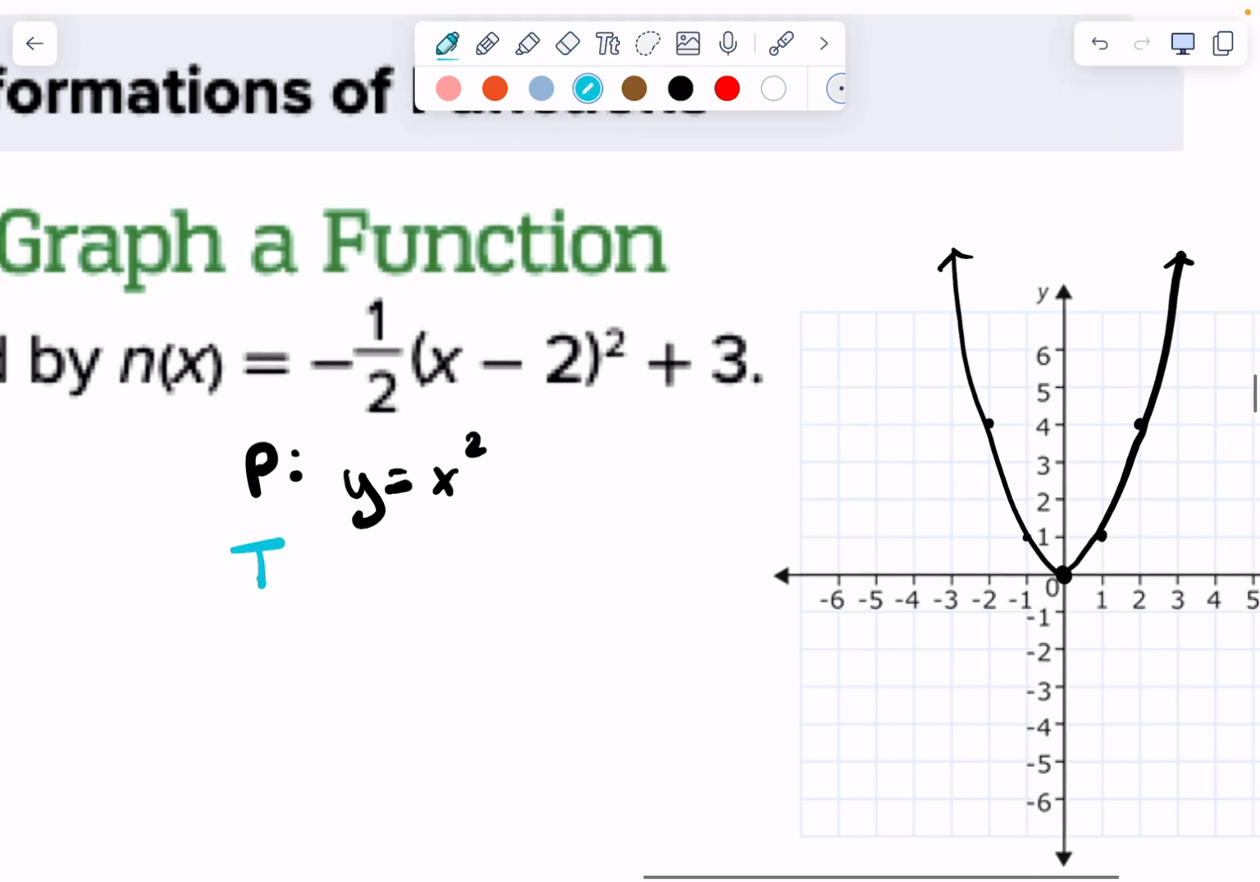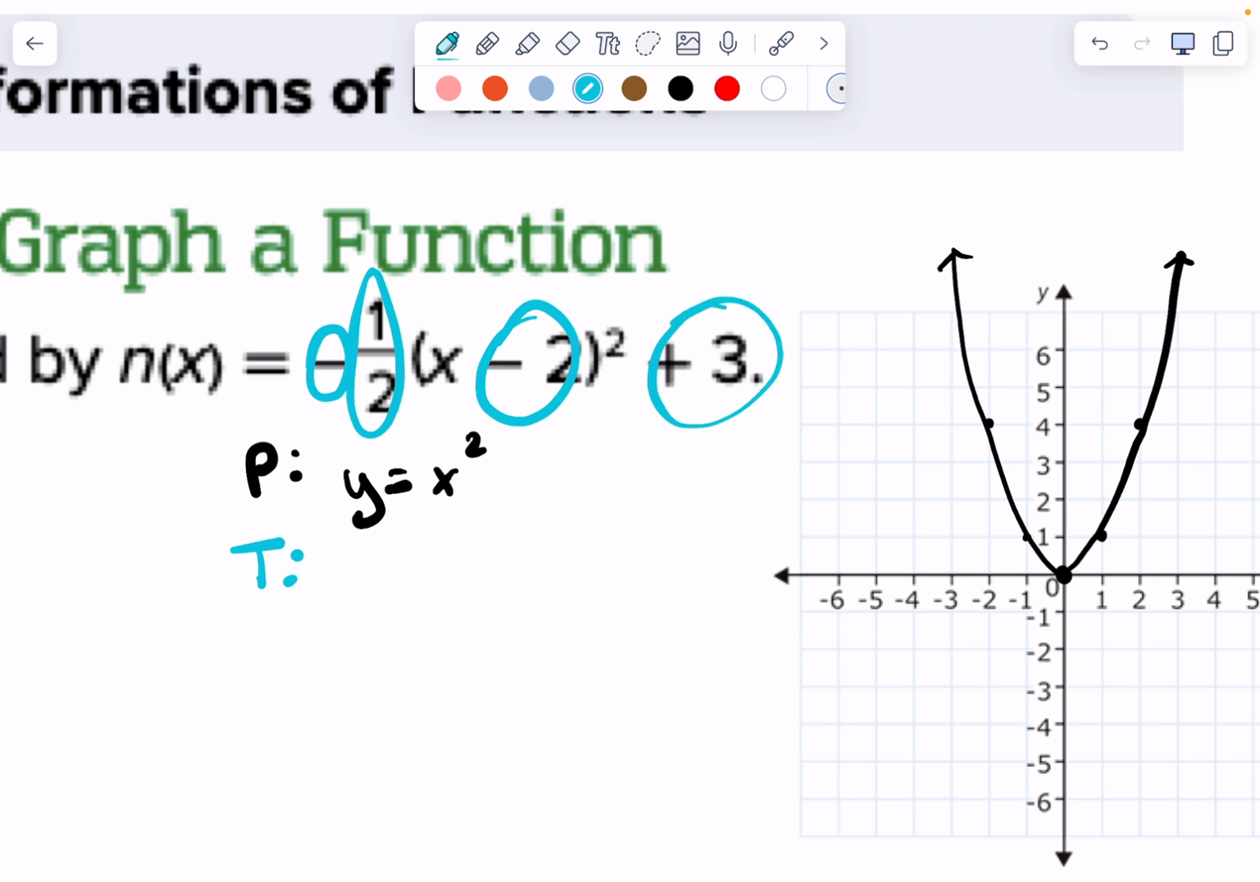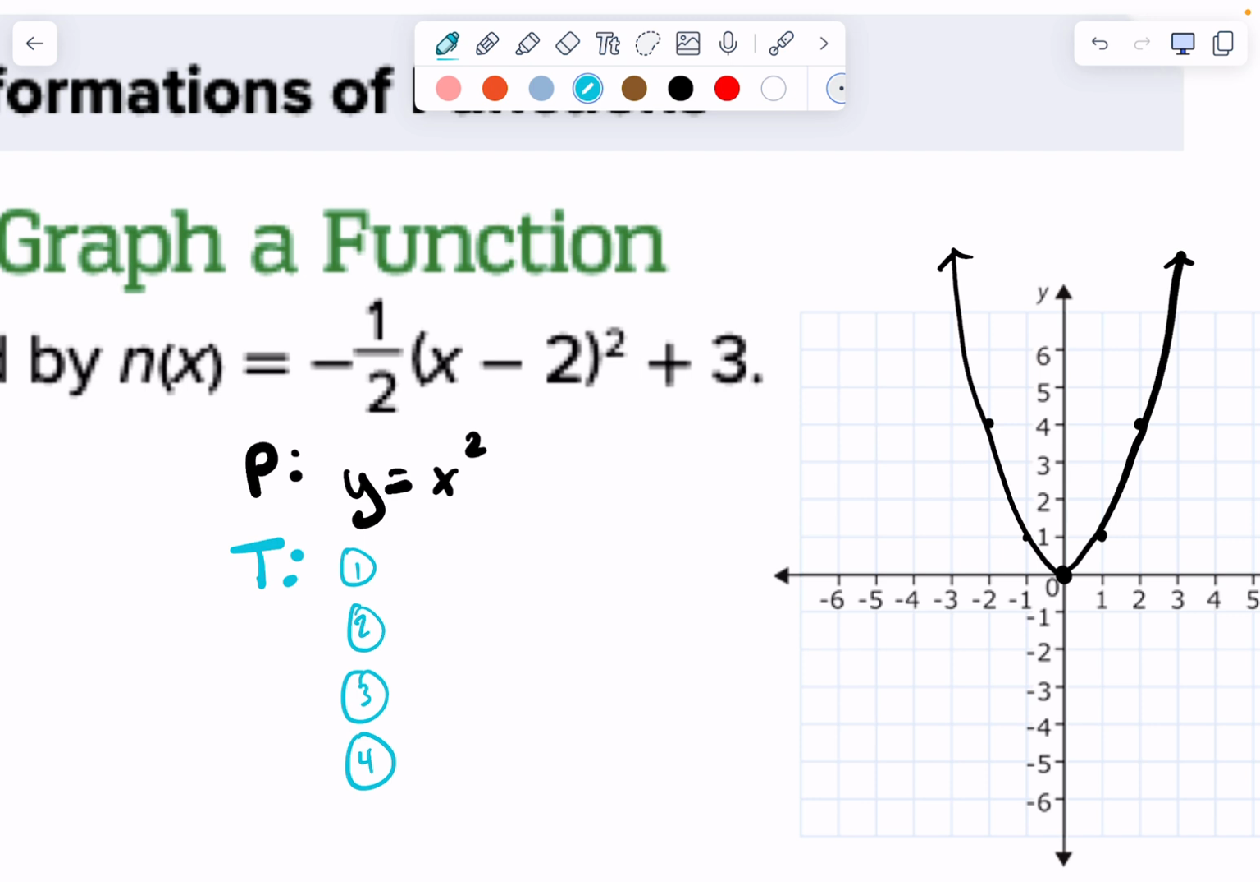So, as far as transformations go, how many are there? 4. There are negative, 1/2, minus 2, plus 3. Those 4 things are happening. All right, so I'm going to put 1, 2, 3, 4. All right, which one of those 4 things is happening first?